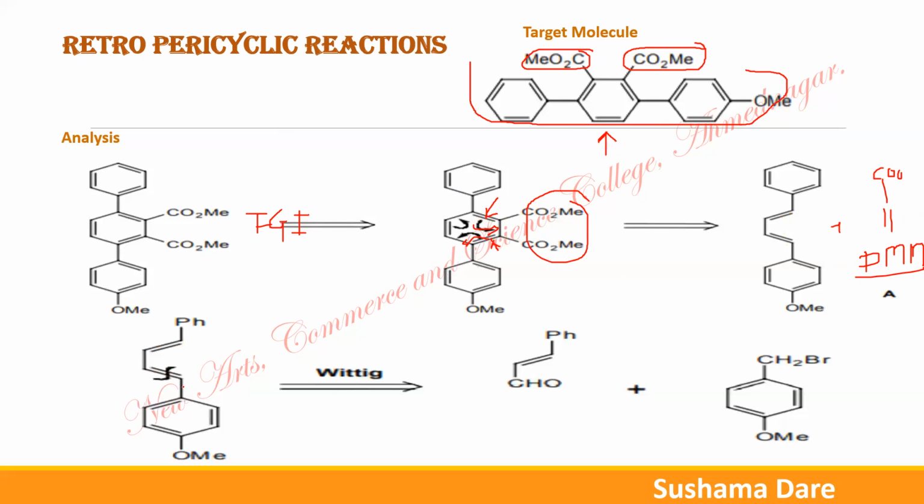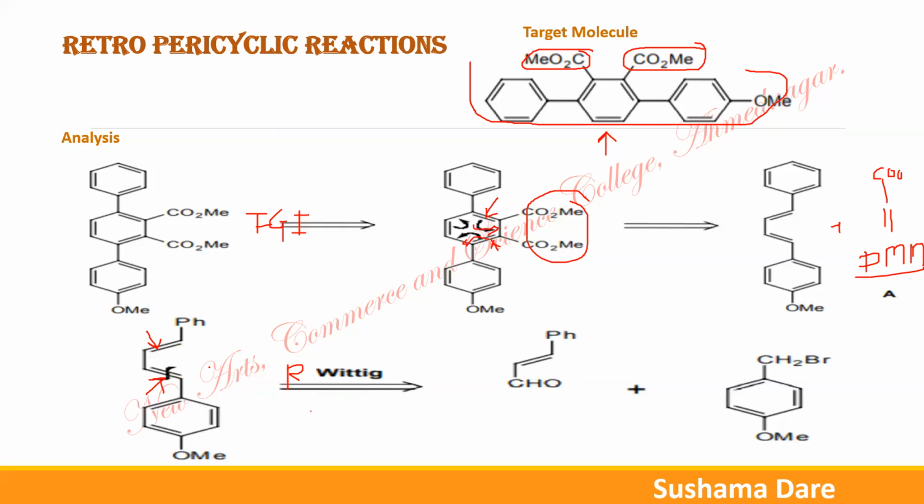Now look at the next retro: Ph, CH, double bond, CH. So a double bond is there. Whenever a double bond is there, we always ask the question of that double bond: is it inside the cycle, or is it not a part of a cycle? Now it is not a part of a cycle, so we can go with the retro-Wittig reaction. In the retro-Wittig reaction, which double bond do we have to consider, this double bond or this double bond? That's the question.